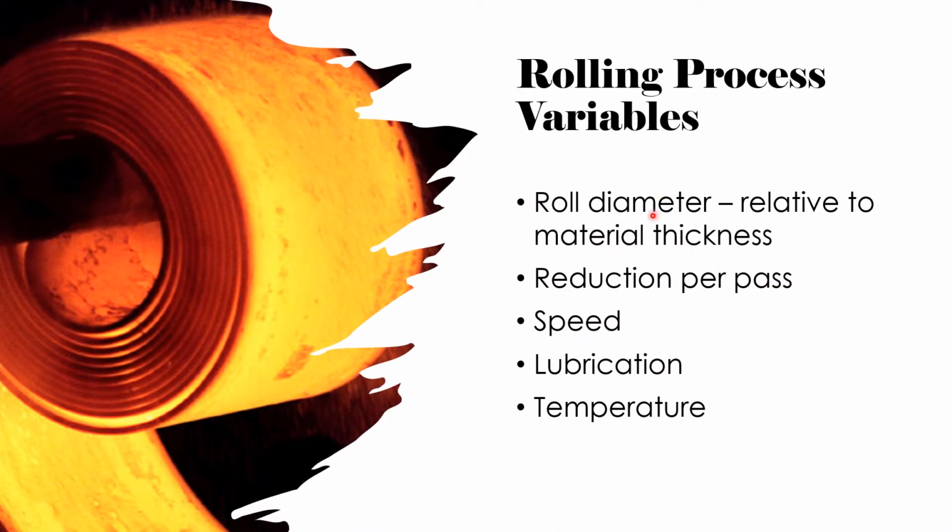Okay, so let's take a look at the important variables. Of course, we're dealing with the cross section of rolls, so roll diameter, and that's relative to material thickness and reduction per pass when you roll, and the speed of your rolling, your lubrication, and then the temperature of these rolls. So they are very important variables in the rolling process.